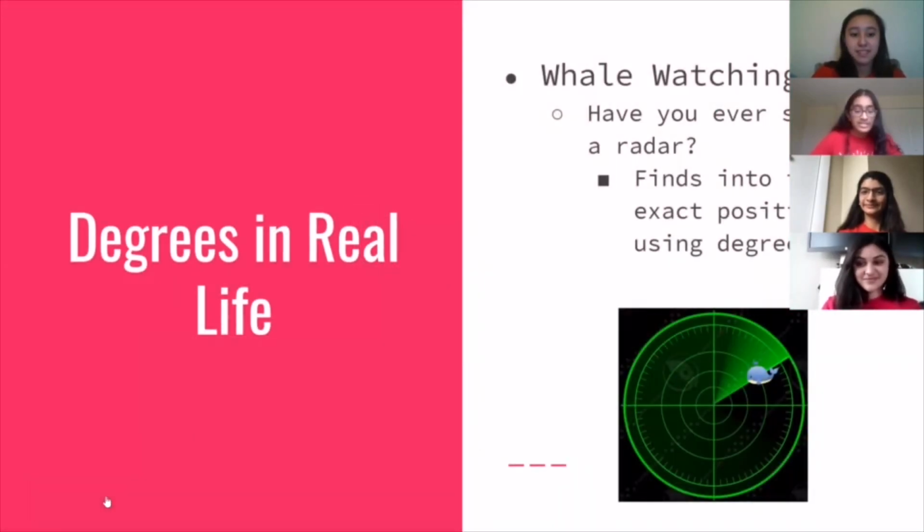So today we're going to talk about degrees. Degrees may seem unknown to you right now, but we actually use them in real life in many different ways. In order to locate certain objects, we must use radar and satellite technology. These technologies work in degrees. Let's pretend we are whale watching. In order to find the exact location of the whale, we have to use the radar, as seen on the screen, to help us pinpoint the exact location to the exact degree.